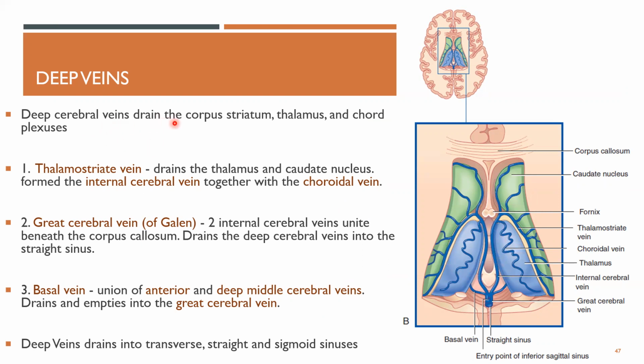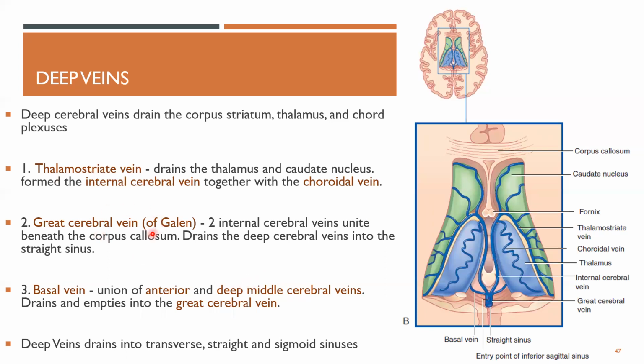The deep cerebral veins drain the corpus striatum, thalamus, and choroid plexuses. The thalamostriate veins drain the thalamus and caudate nucleus, and form the internal cerebral vein together with the choroidal vein. Okay, so the internal cerebral vein is formed by the thalamostriate vein and the choroidal vein.